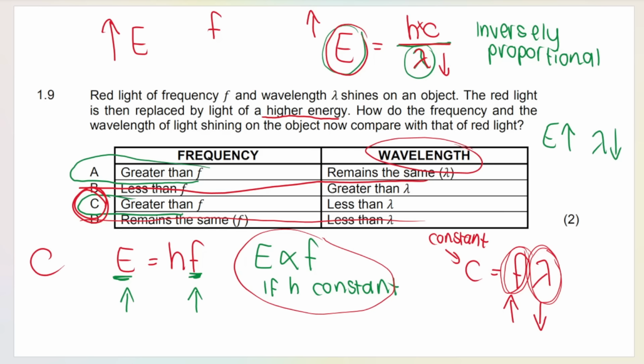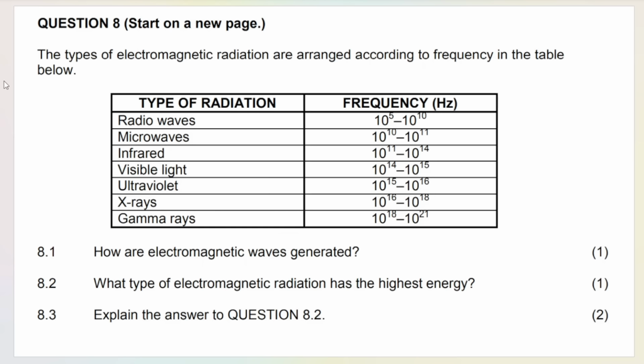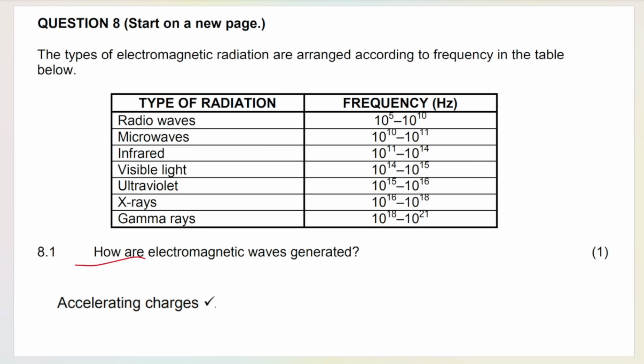Right, let's jump into an actual question. Our first question says, how are electromagnetic waves generated? This is a theory question. And the answer to this question is accelerating charges. You need to know this type of theory question. So there it is, accelerating charges.